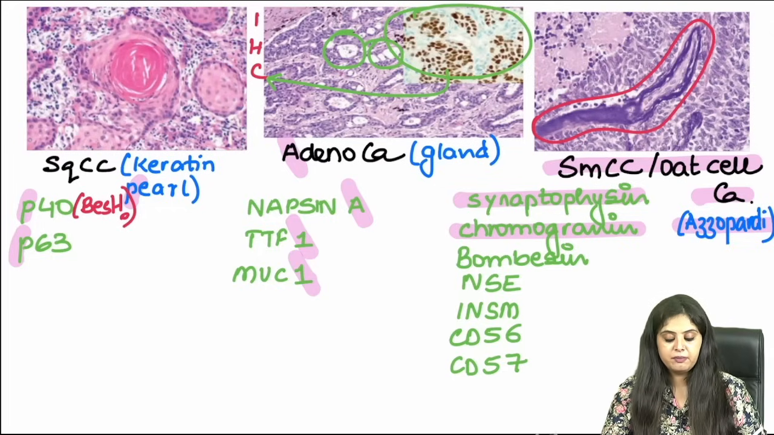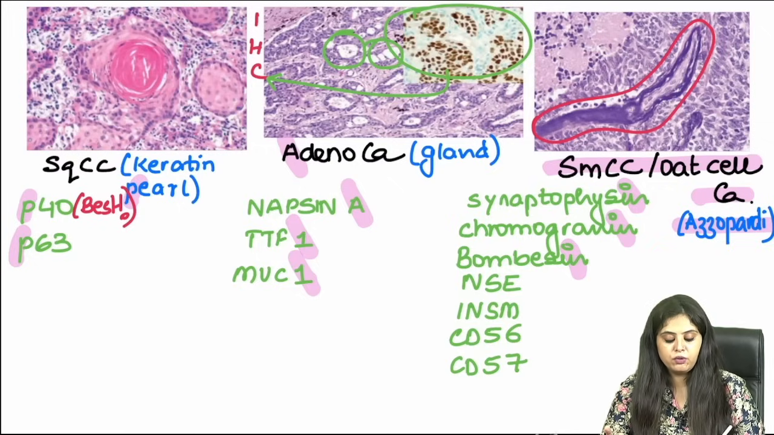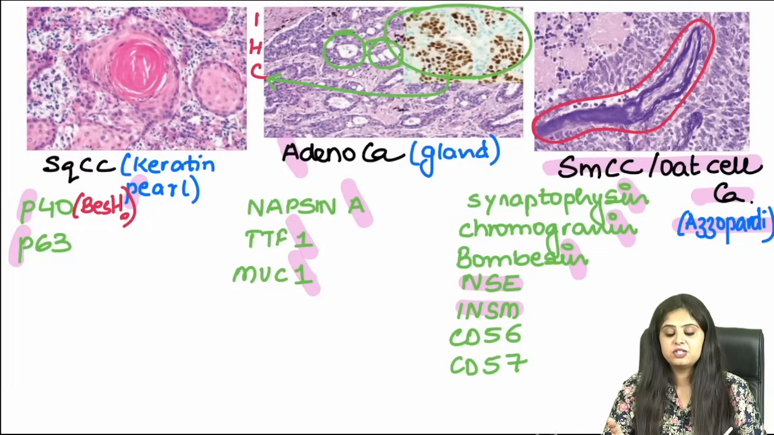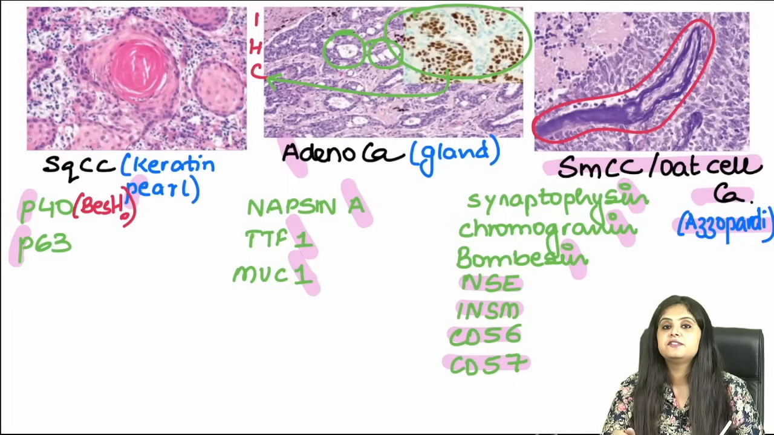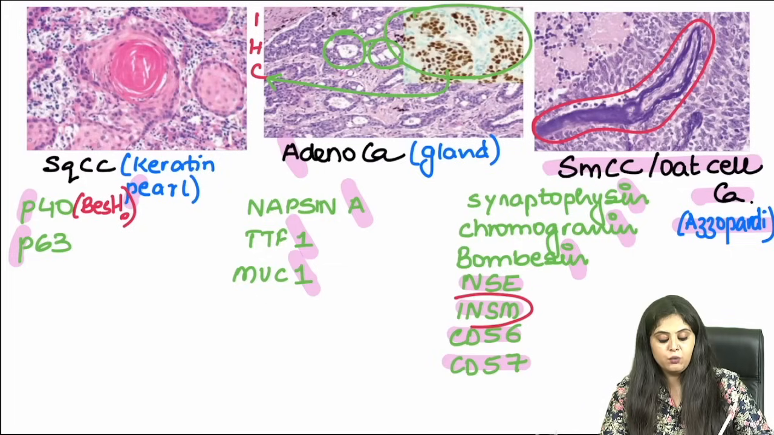So first you learn it by IN. That is synaptophysin, chromogranin, and bombesin are the first 3 markers. Then you come down to all the short forms like NSE, INSM, which was the last year INI-CET question, CD56 and CD57. So NSE, INSM, CD56, CD57. The INI question last year was which out of these is a new nuclear marker for this tumor.